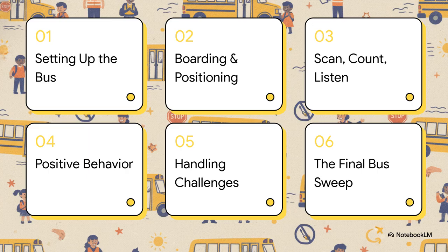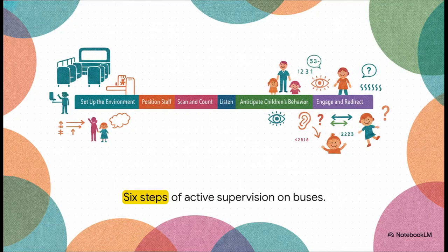Here is our roadmap for today. We'll be hitting 6 main stops: setting up the bus, boarding and positioning, scanning, counting and listening, encouraging positive behavior, handling challenges and emergencies, and finally, the final bus sweep. These are the 6 core pillars of active supervision on buses. It's all about setting up the environment, positioning staff, scanning and counting, listening, anticipating children's behavior, and engaging and redirecting. And these 6 steps aren't just a checklist. They form a constant, overlapping cycle of safety that's going to guide our entire route today.